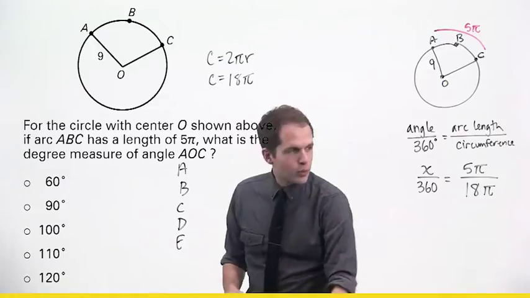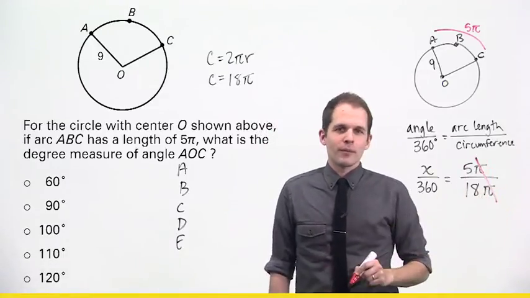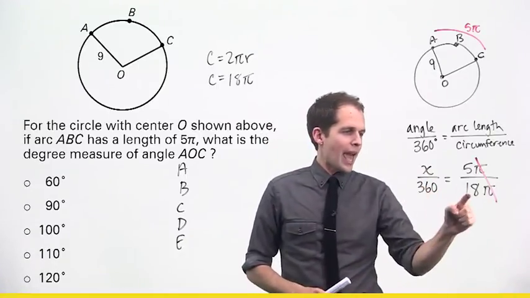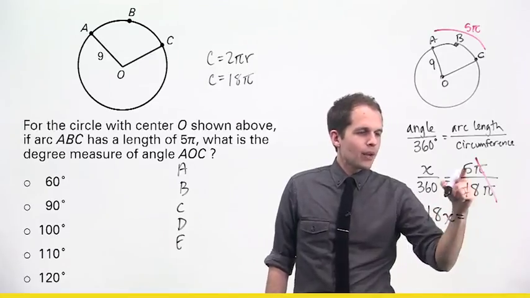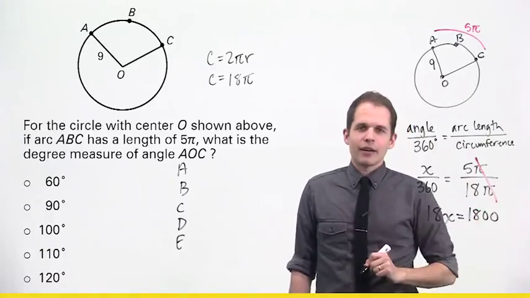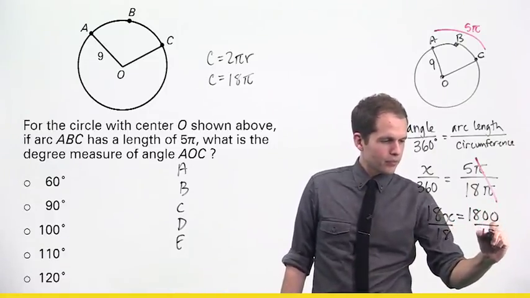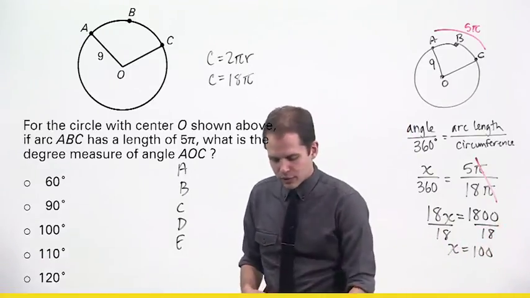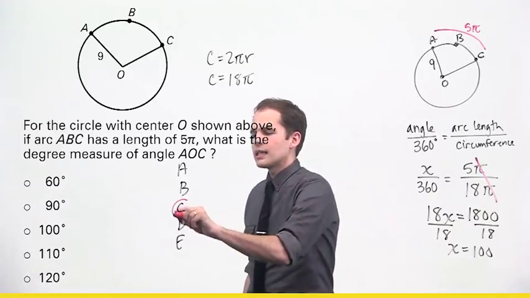Now, when you have fractions with a pi in the numerator and the denominator like this, you can just cancel them out. So let's solve the proportion for the missing value. I'll cross multiply. X times 18 is 18x equals 5 times 360. That's 1800 when I put it in my calculator. And as a final step, I'll divide both sides by 18. So I'm solving for my missing value. When I do, I get x is equal to 100, and that's the missing angle. So the correct answer to this question is C.